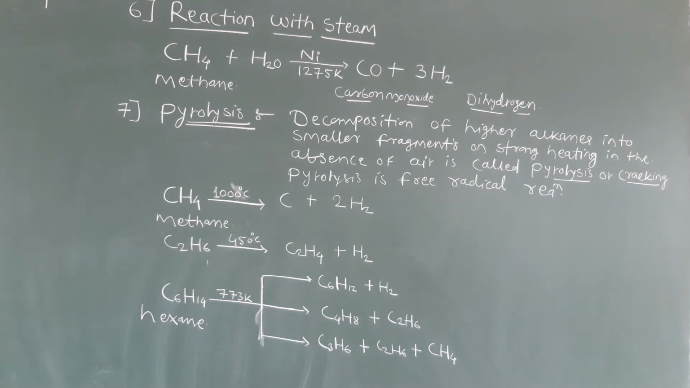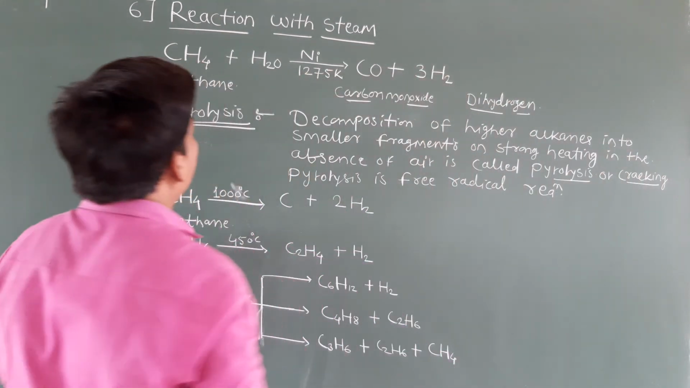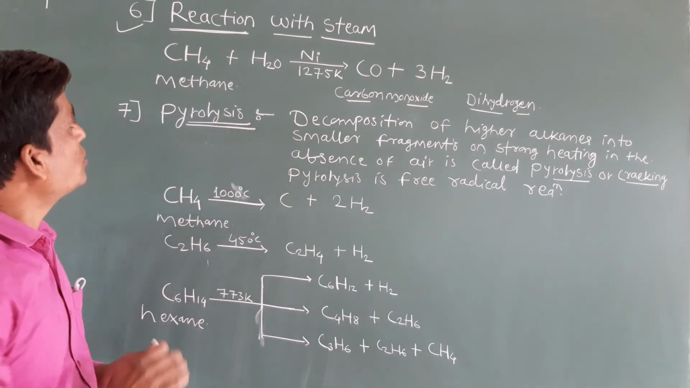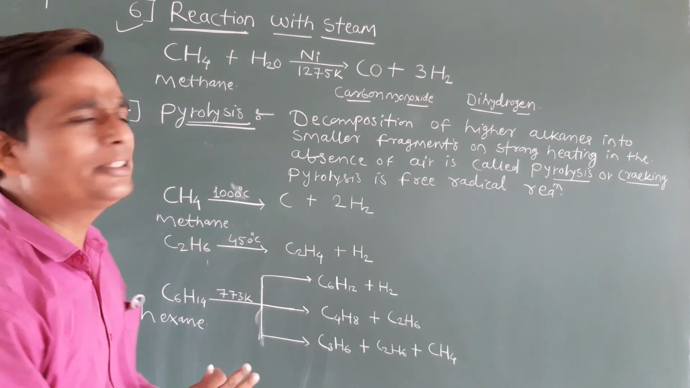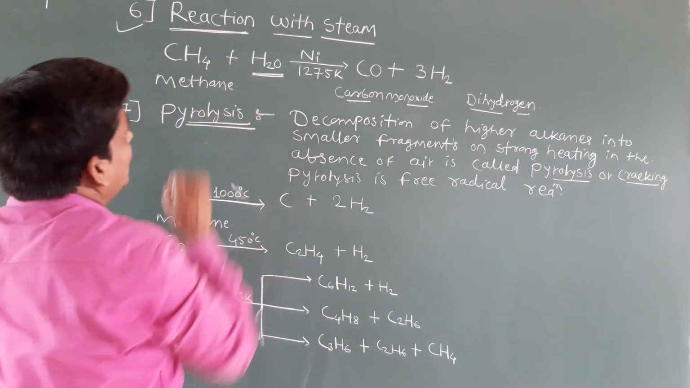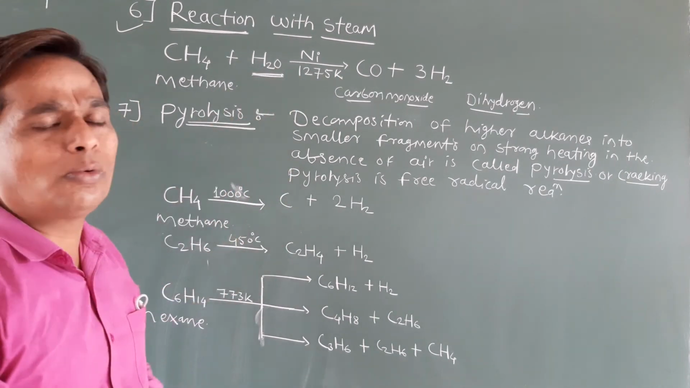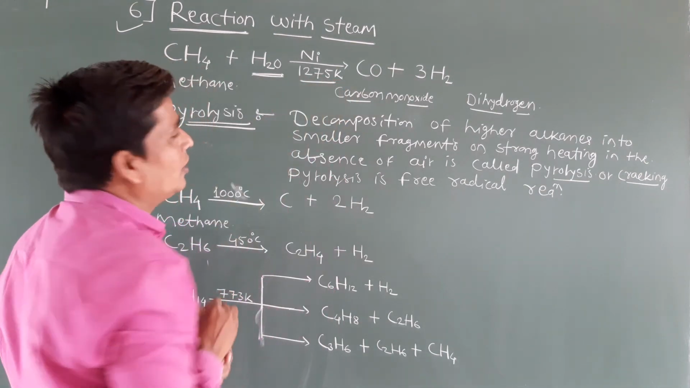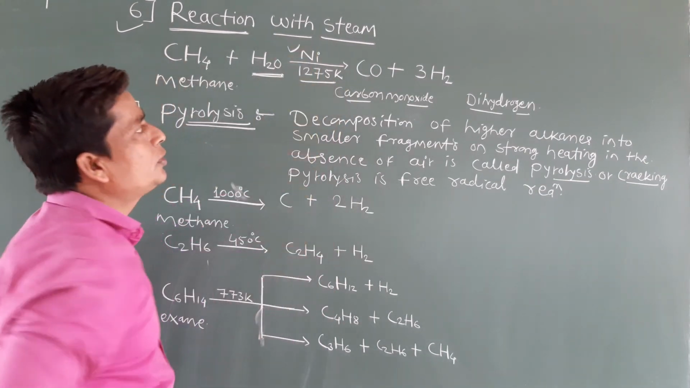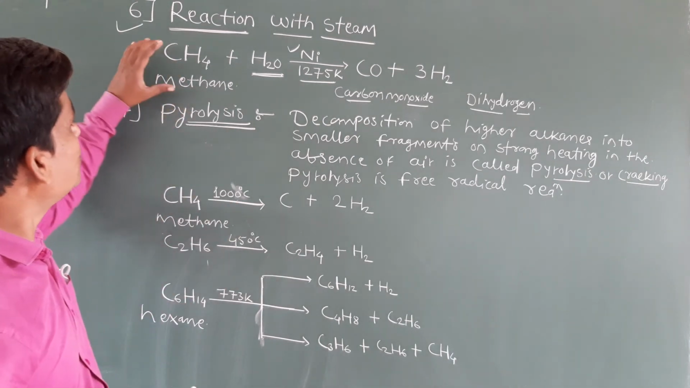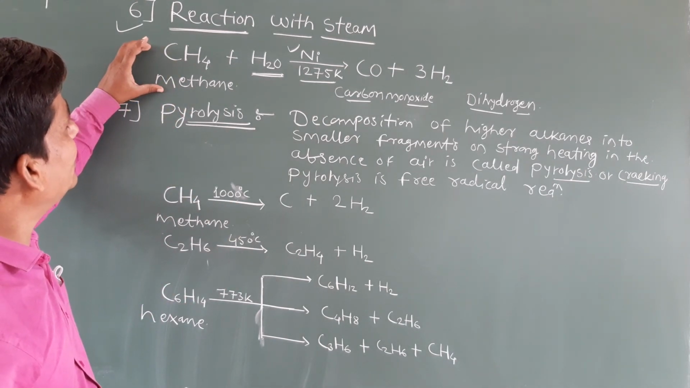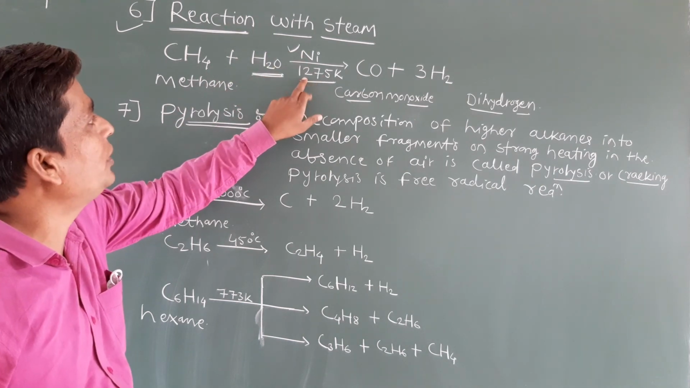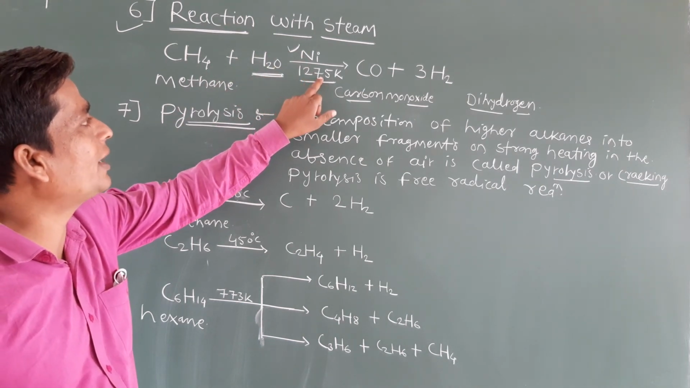Okay, students, see this next reaction. I am taking the reaction with steam. This is the sixth reaction. When methane reacts with steam, steam contains water, H2O. Steam is nothing but water. We heat at 1275 Kelvin in the presence of nickel. Here I am using nickel as the catalyst. So when methane reacts with steam in the presence of nickel, we have to heat at 1275 Kelvin.